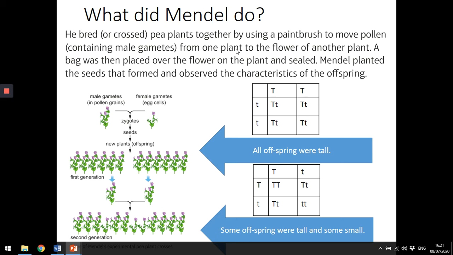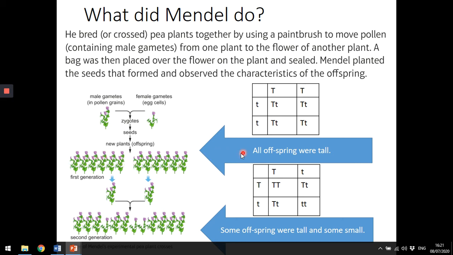In this slide here, I've just shown you a couple of Punnett squares. And if we look here, this is the cross he did. So he had the male gamete, which was from a tall plant, and he had the female gamete, which was from a shorter plant. And he crossed them together with sexual reproduction, and he looked at the offspring from the plant. And what he observed from that cross was that all the offspring were tall.